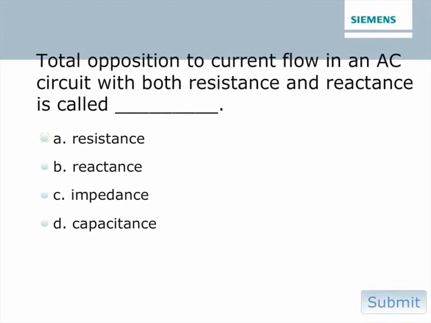Question 8. Total opposition to current flow in an AC circuit with both resistance and reactance is called blank. A, resistance, B, reactance, C, impedance, or D, capacitance?